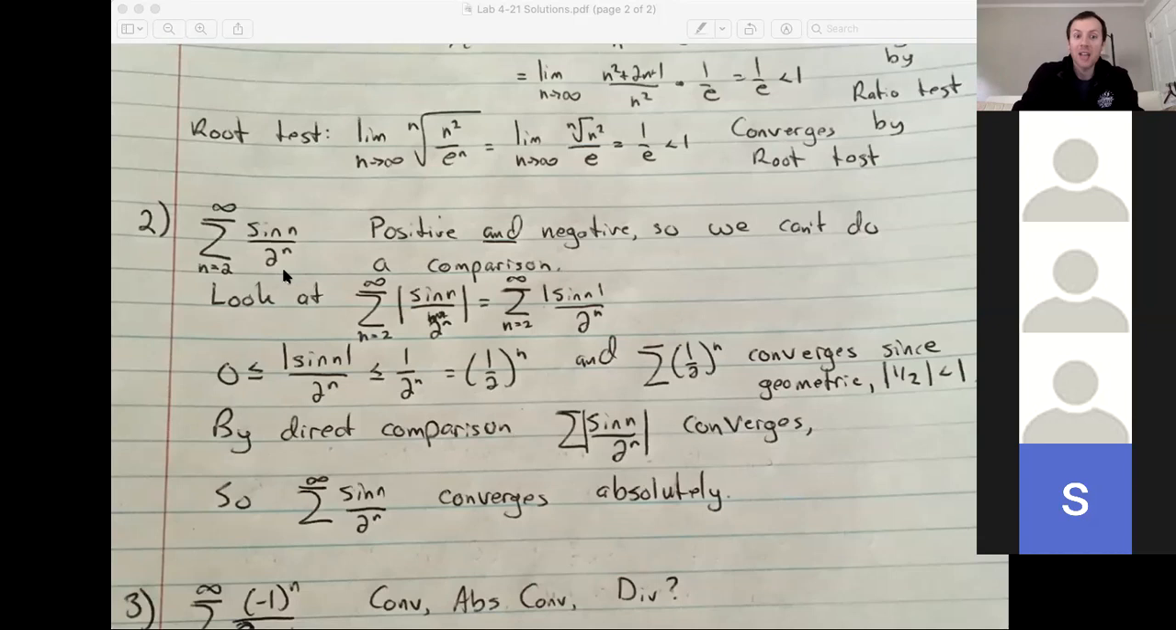But what the problem asks for is to show that this converges absolutely. And that means take this series, put on absolute values. 2 to the n is already positive, so the absolute values don't change that. But sine is positive and negative, so we do have the absolute values there.